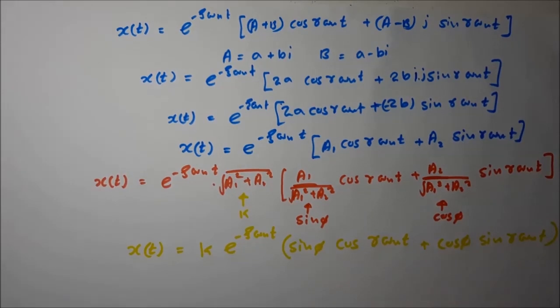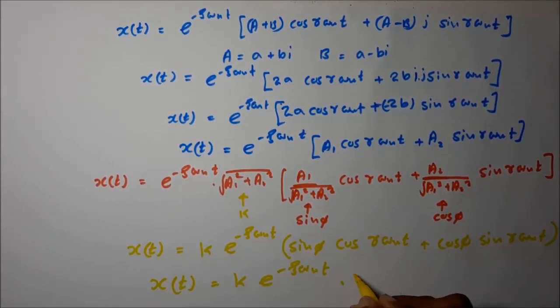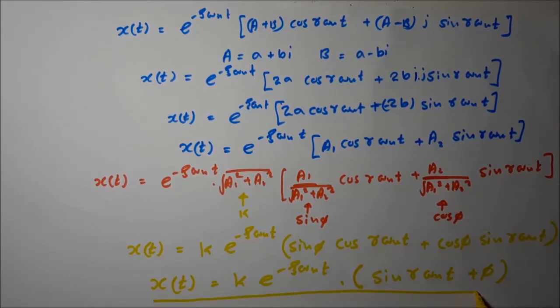So we can add this equation. Finally we have x(t) equal to k e^(-ζωn t) sin(γωn t + φ). This is the final solution we get for the situation where ζ is less than 1, for the viscous damping system with free vibration.